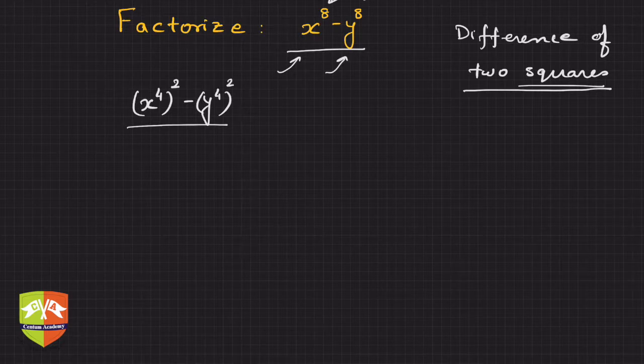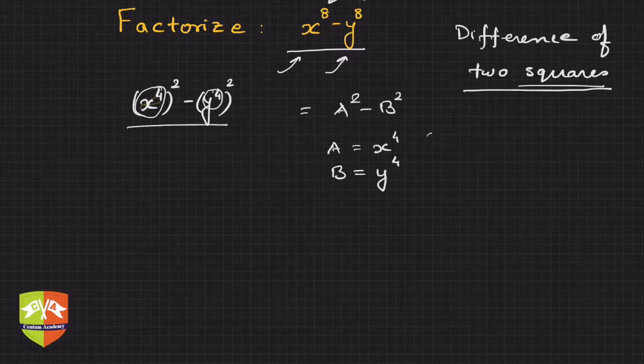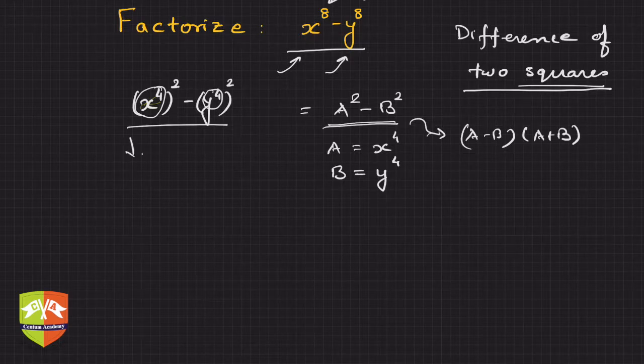So now again, if you look closely at these two items, this one and this one, it is appearing to be like a square minus b square, where a is simply x to the power 4 and b is y to the power 4. So when a square minus b square is the thing, you know that this can be expressed as a minus b times a plus b. This is another type of identity we have learned already. So it will be nothing but x to the power 4 minus y to the power 4 times x to the power 4 plus y to the power 4, isn't it?